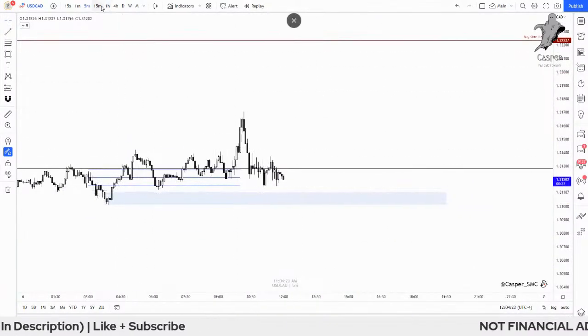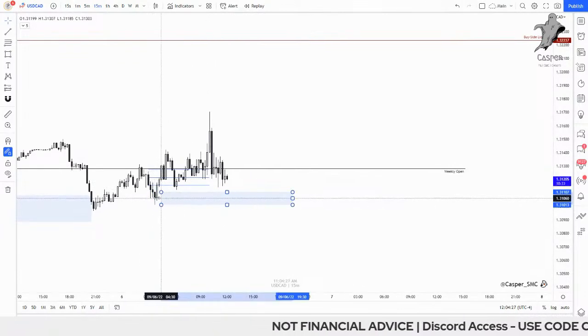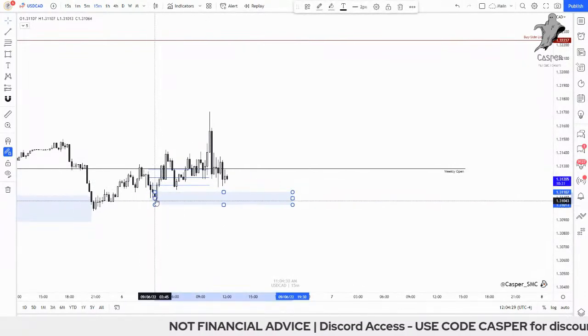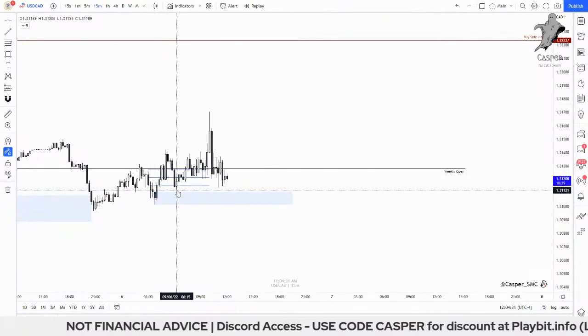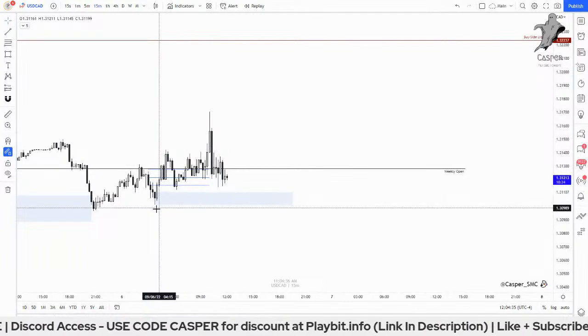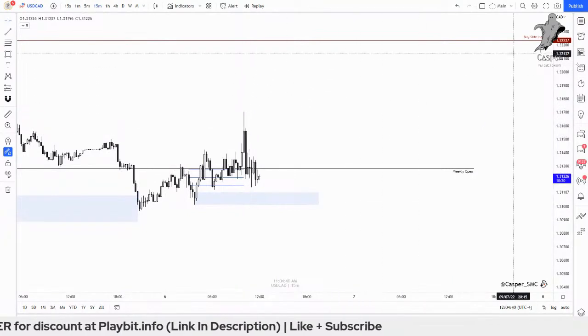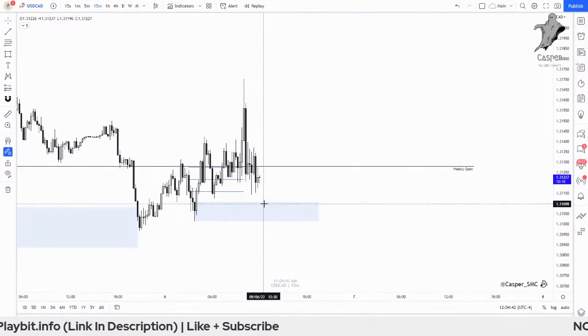I have some alerts set for this POI on dollar CAD right here. It's right at the London low as well, under this area of liquidity. It's a little deeper than OTE. If you draw it on the full range, that's where I would draw it. I wouldn't draw it down here. That's the previous session. But I do have some alerts set there.